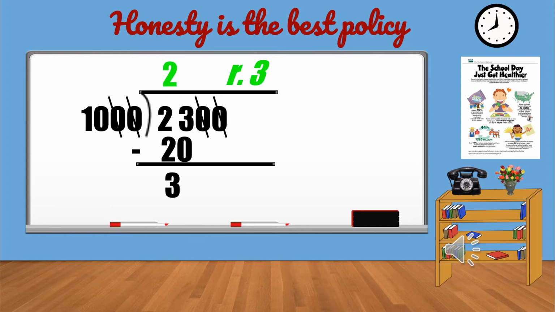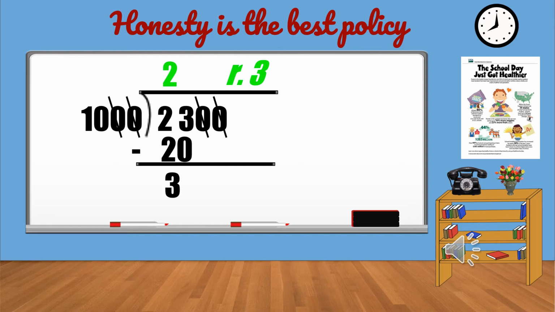Ilan yung zero sa 2,300? Dalawa. Then ilan naman yung zero sa 1,000? Tatlo, di ba? So, i-compare natin. Then, i-remove or i-cancel natin yung mga zero sa dividend at sa divisor. Kailangan, kung ilan yung zero sa dividend, ganun din ang i-remove sa divisor. So, ilan yung i-remove natin sa dividend? 2 zero. Ibig sabihin, 2 zero din ang i-remove natin sa divisor. Then, ang natira ay 10 tsaka 23.